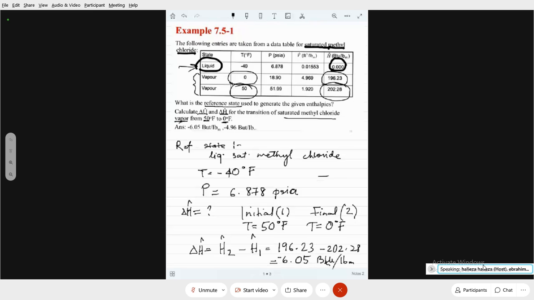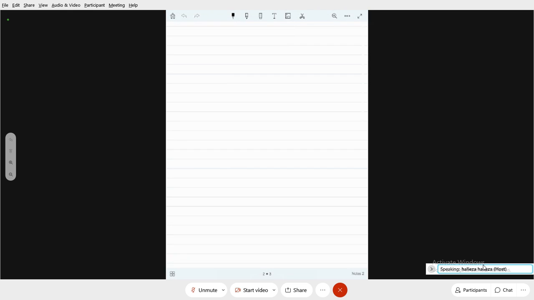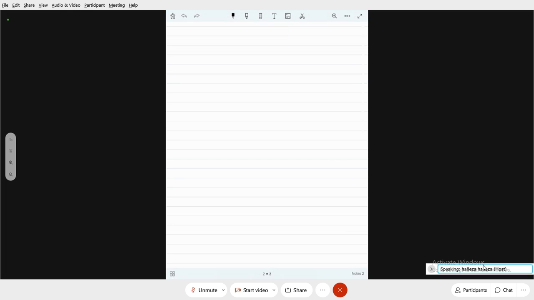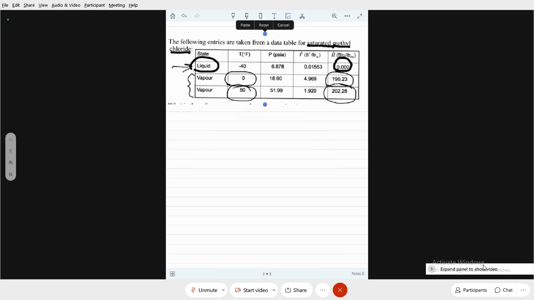So let me go to the second page. Oops, I need the table, and here I don't have the table. Let me go back again. I need to get the table. I'm going to copy that so that I can go to the next page and paste it over here. Okay, that's it. Paste.